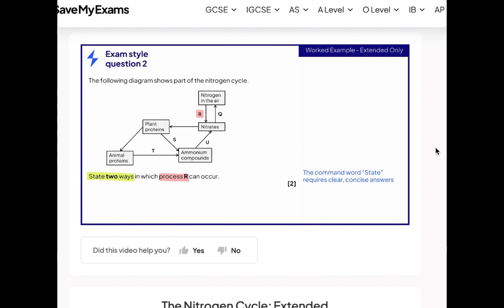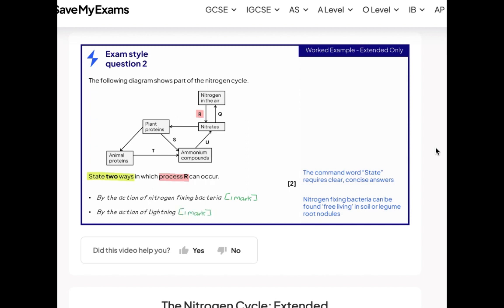One way in which nitrogen fixation can occur is by the action of nitrogen-fixing bacteria. Remember that these are found either free living in soil or in legume root nodules. The second way in which nitrogen can be converted into nitrates is by the action of lightning, which forms nitrous oxides that dissolve in rainwater.